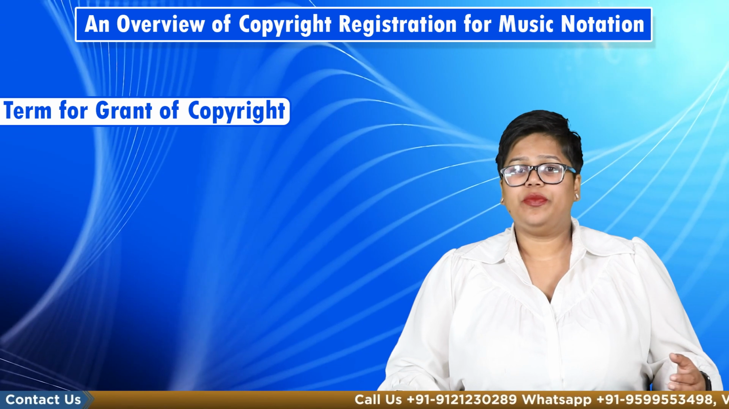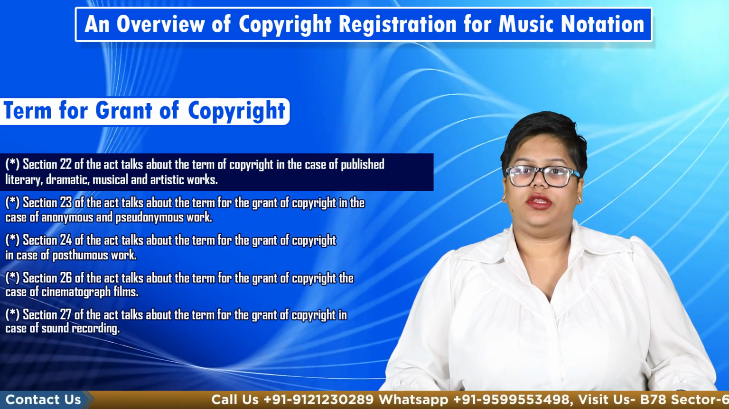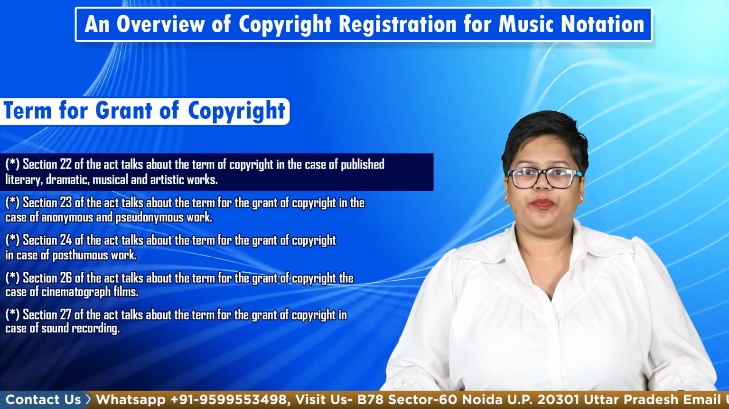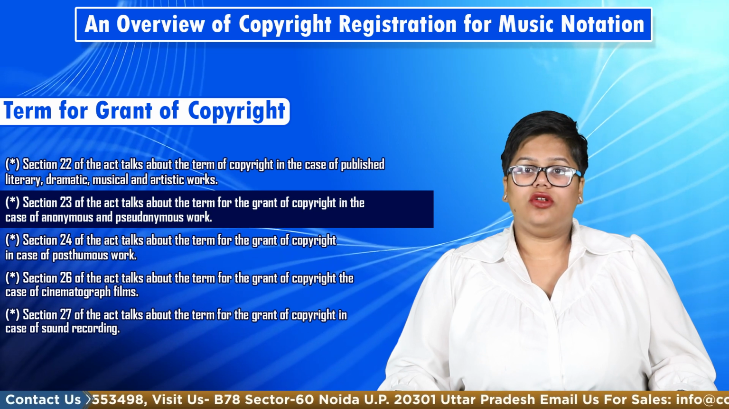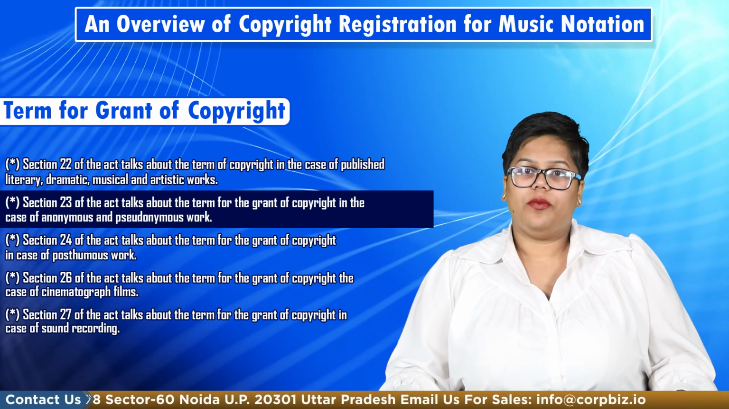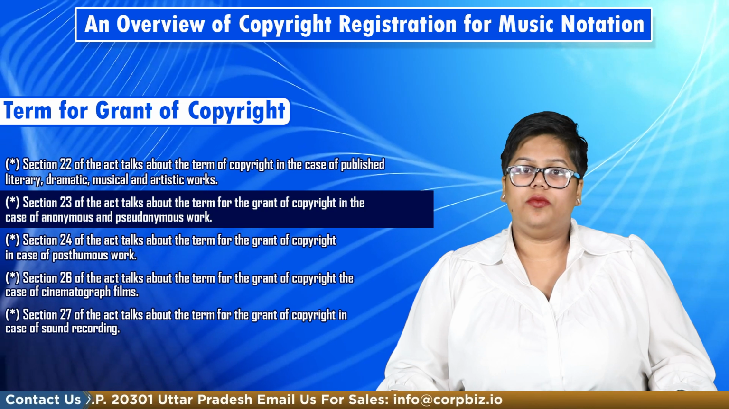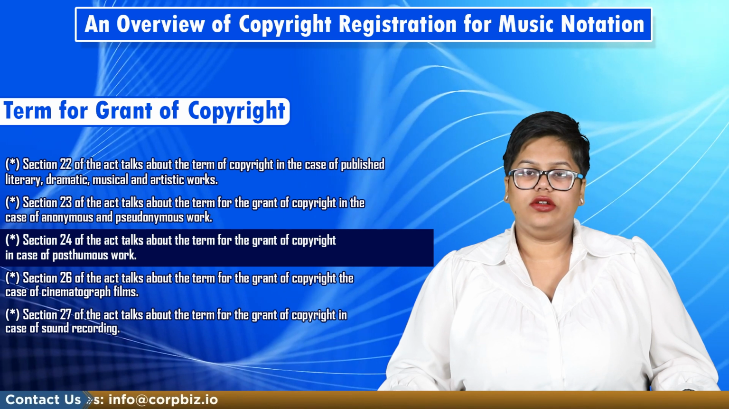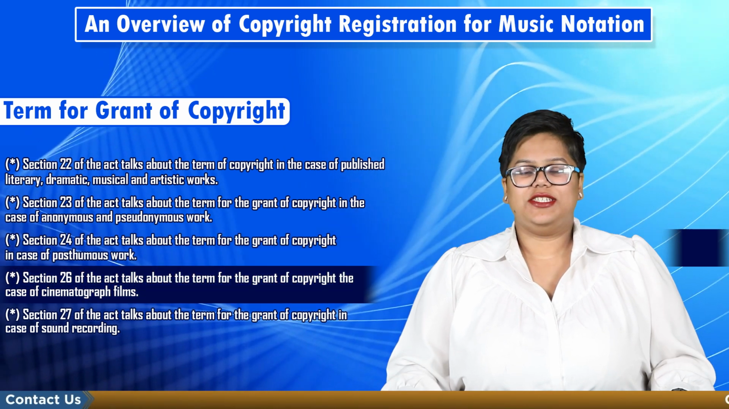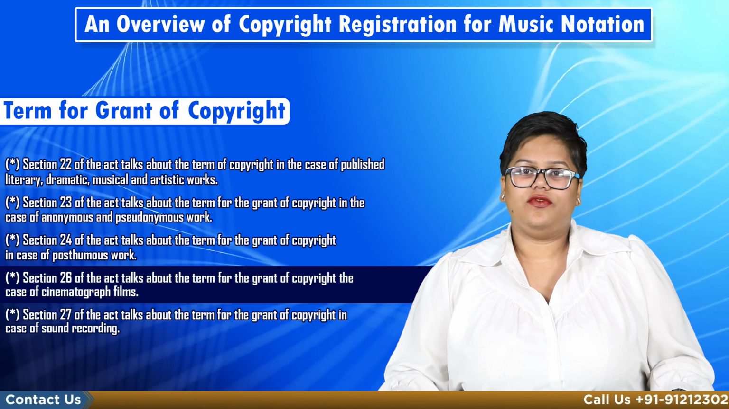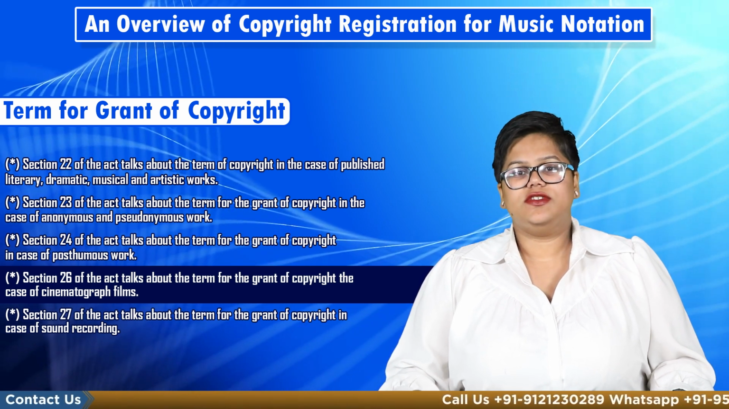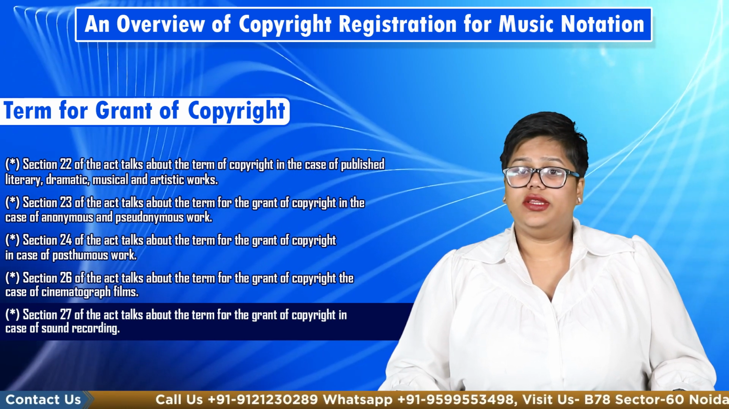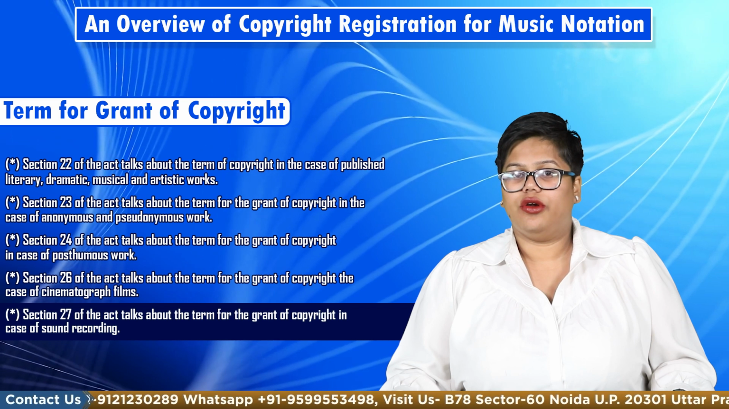These are as follows. Section 22 of the Act talks about the term of copyright in case of published literary, dramatic, musical or artistic works. Section 23 of the Act talks about the term for grant of copyright in case of anonymous or pseudonymous work. Section 24 of the Act talks about the term of grant of copyright in case of posthumous work. Section 26 of the Act talks about the term for the grant of copyright in case of cinematograph films. Section 27 of the Act talks about the term for the grant of copyright in case of sound recording.